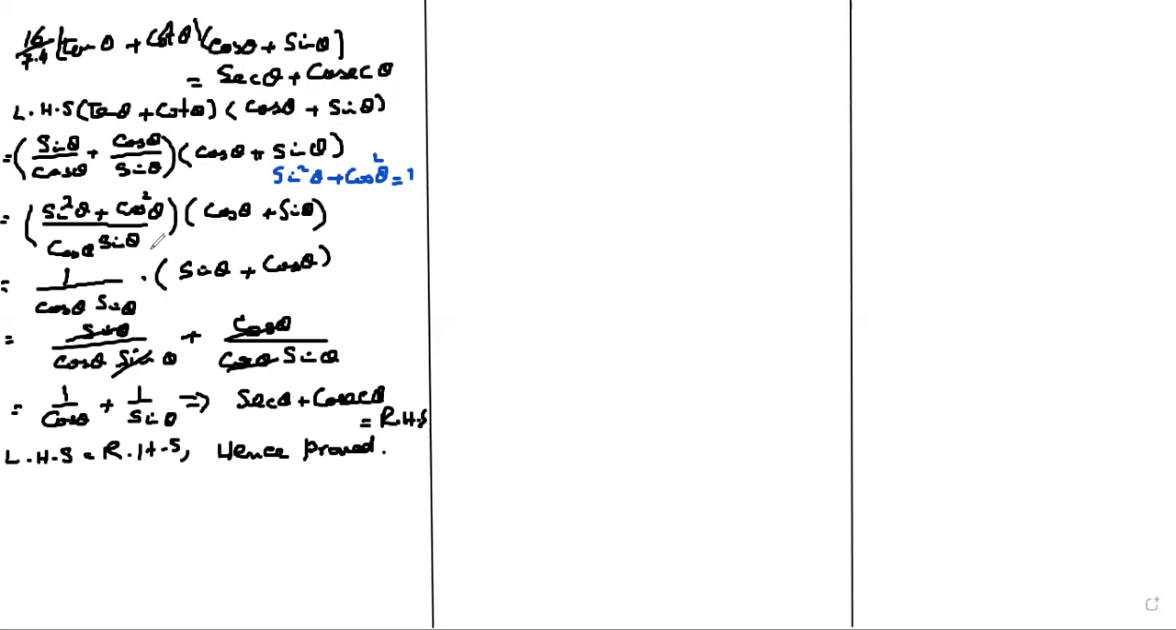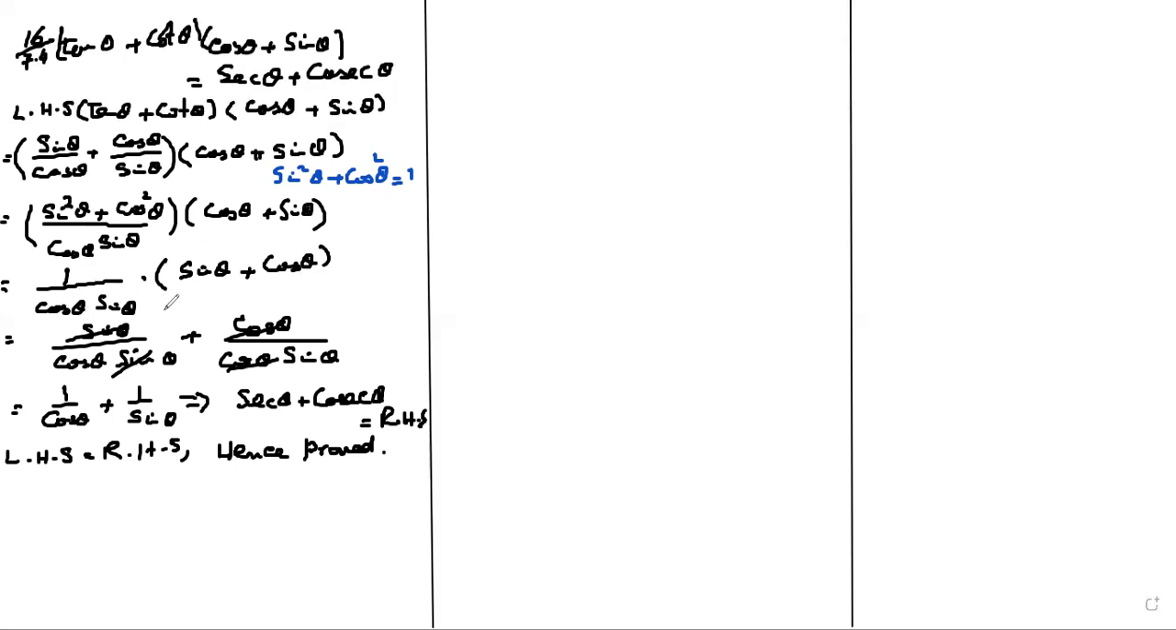Okay, I will go through quickly. Tangent theta plus cotangent theta into cosine theta plus sine theta. So tangent theta can be written as sine theta over cosine theta plus cotangent theta is written as cosine theta over sine theta. Now multiply these two, we have sine square theta plus cosine square theta divided by cosine theta sine theta. So sine square theta plus cosine square theta equals 1. So it is 1 over cosine theta sine theta times sine theta plus cosine theta.